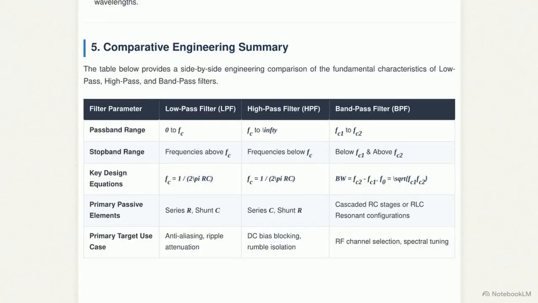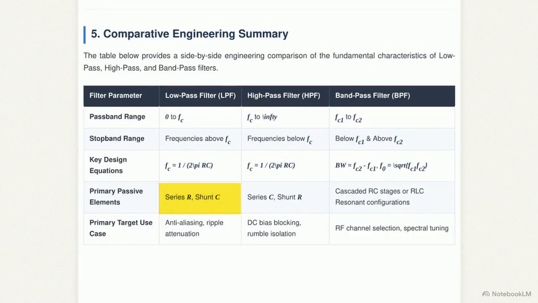This table summarizes the 3 frequency selective networks we've constructed. The physical rules are strict. Place a resistor in series with a shunted capacitor to isolate low frequencies. Swap them, capacitor in series, resistor shunted, to eliminate low-end rumble, and cascade them to isolate targets.